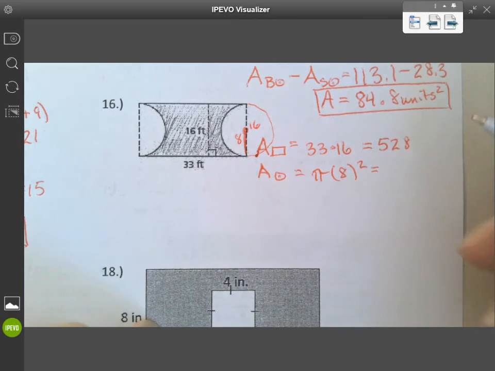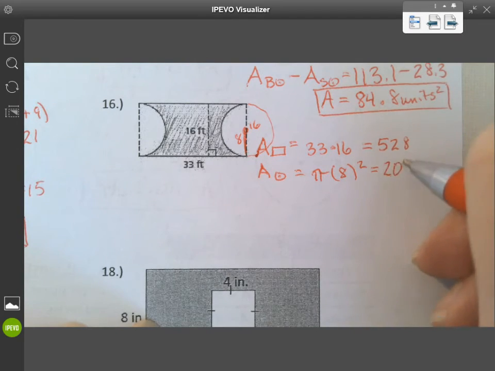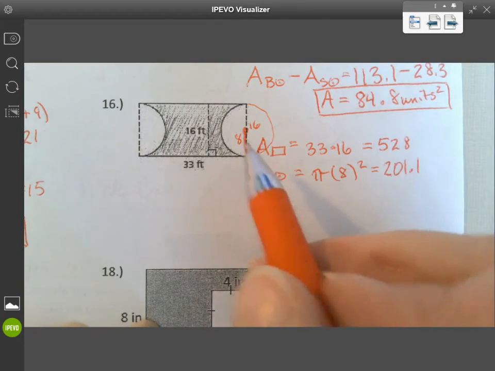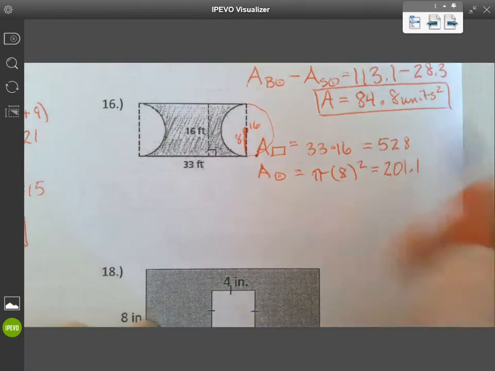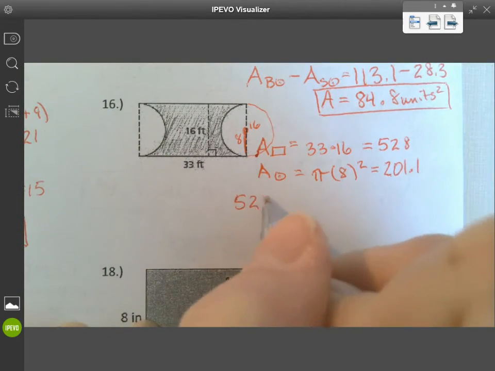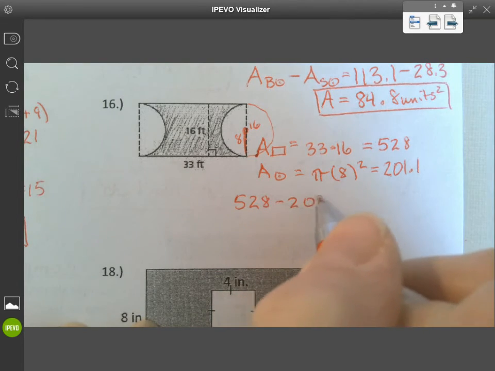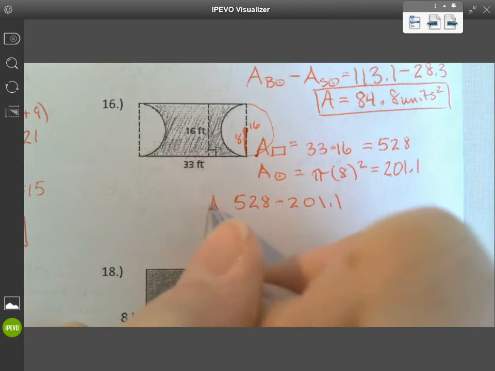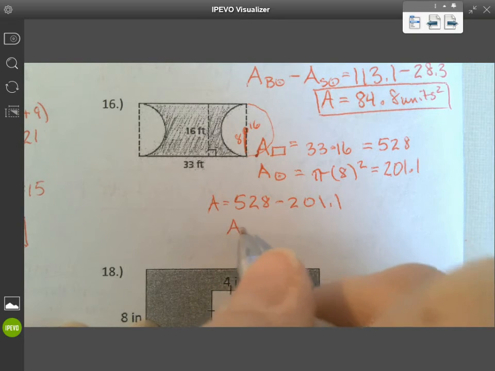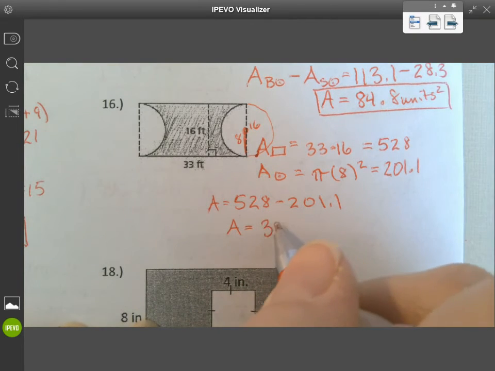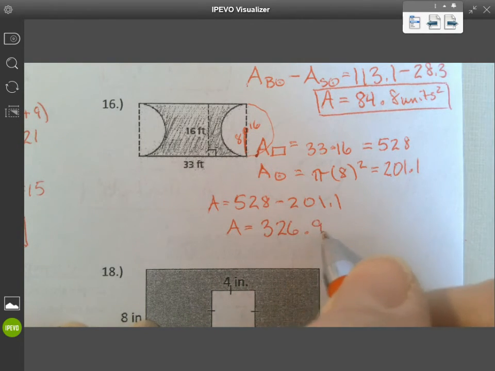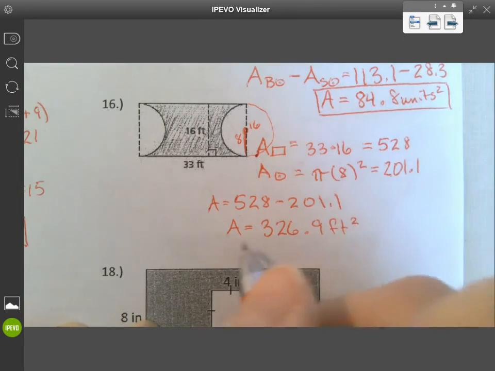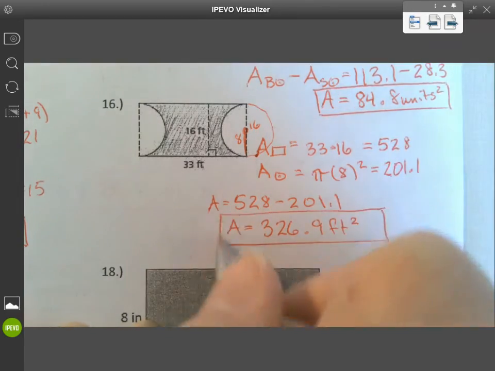All right, so that, I have it like 201.1. Does that sound good? Okay. So I'm not adding these, I'm going to take it away. It's different if it was added onto the sides. So I'm going to take my 528 and take away 201.1. So what is the area of that oddball shaded figure? I have 326.9 feet squared. Okay.